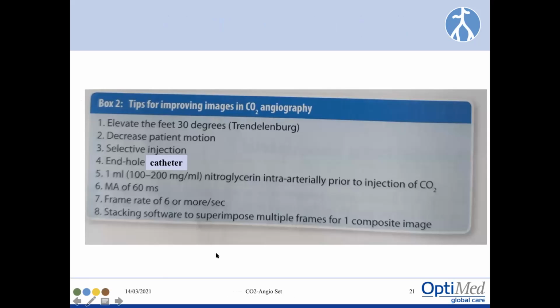There are certain other tips for improving imaging in carbon dioxide, and I'll tell you at the end of this where you can get all this data to go through it. This is just an introduction. As I said, you can raise the leg for up to 30 degrees.